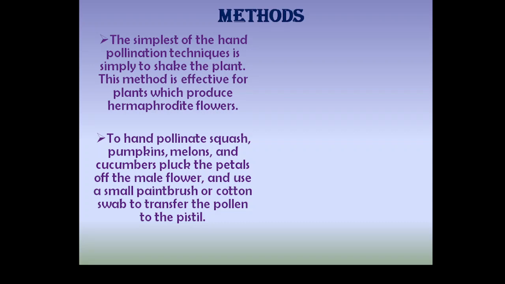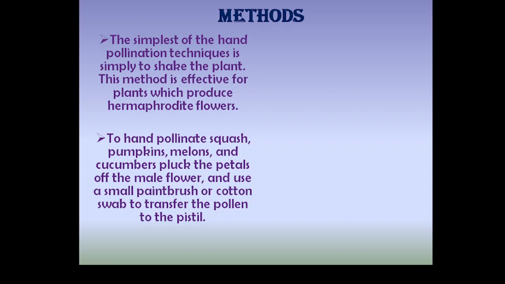What are the methods? The first method, the simplest method of the hand pollination technique, is simply to shake the plant. It is mainly effective in plants which produce hermaphrodite flowers. Hermaphrodite flowers means bisexual flowers. So if you just shake the plant, the pollen will get transferred from the anther to the pistil. They might get transferred, and in most cases they do.